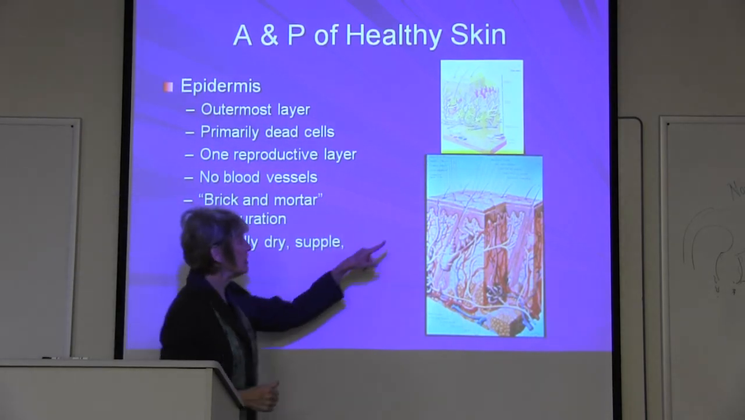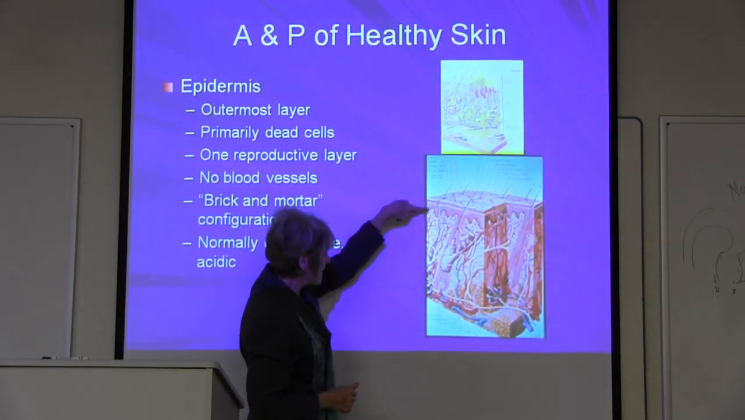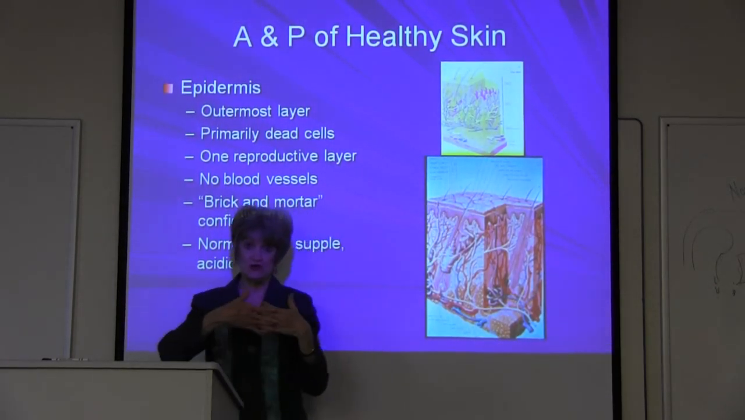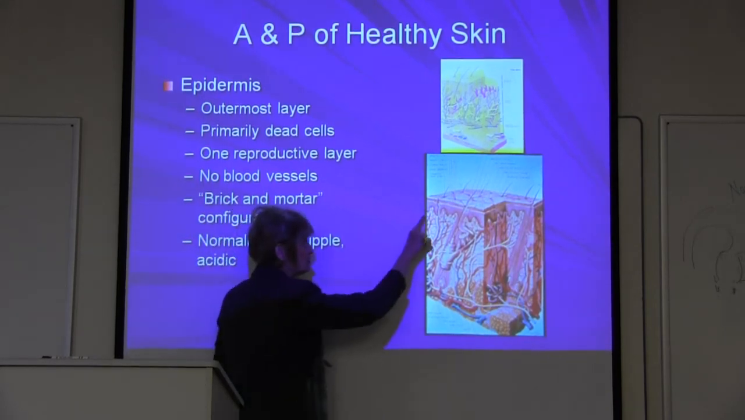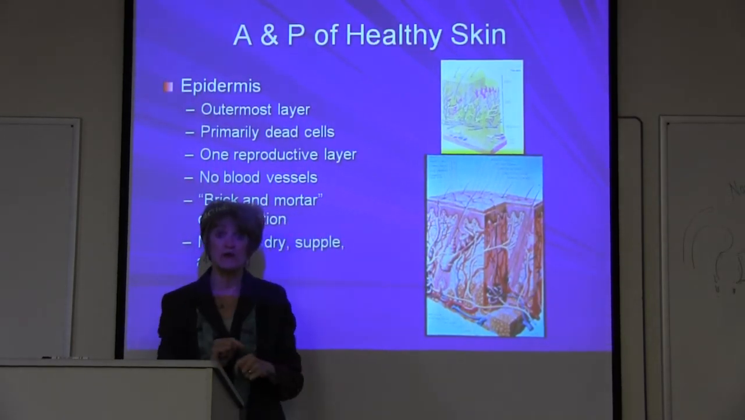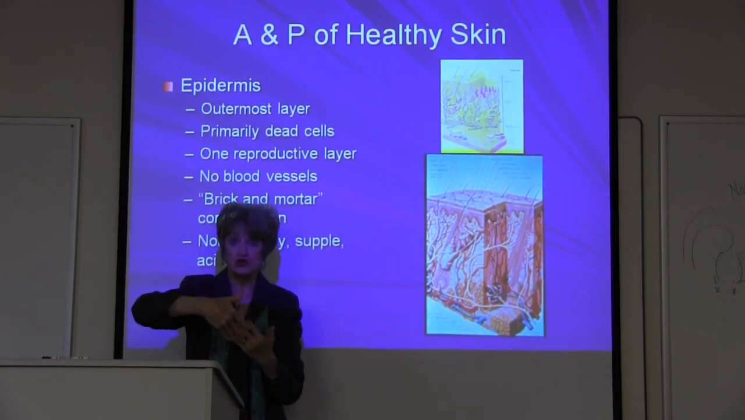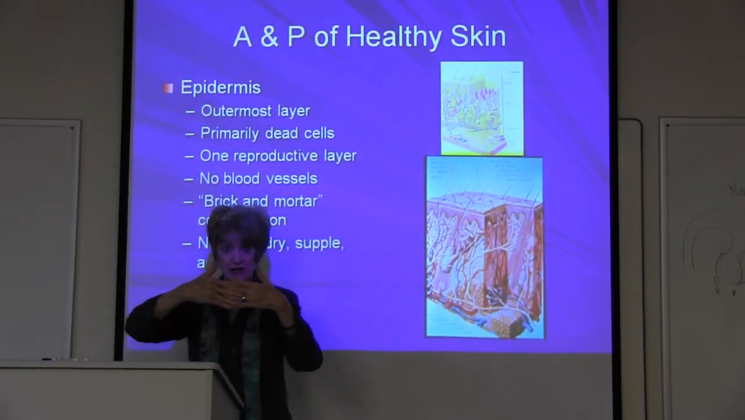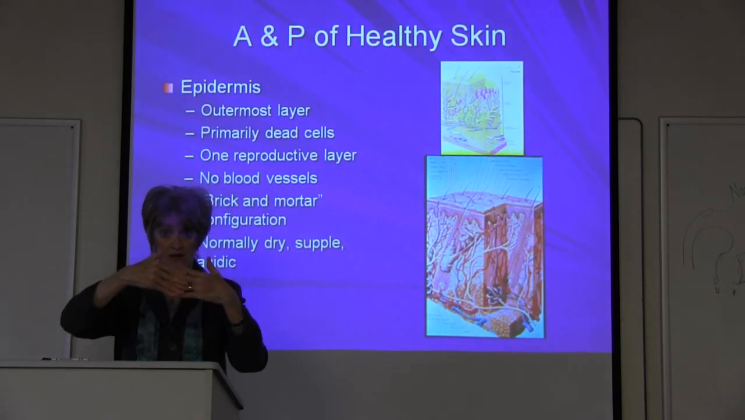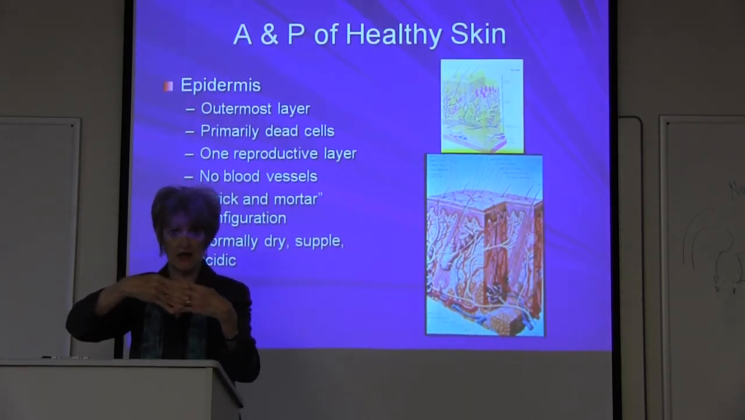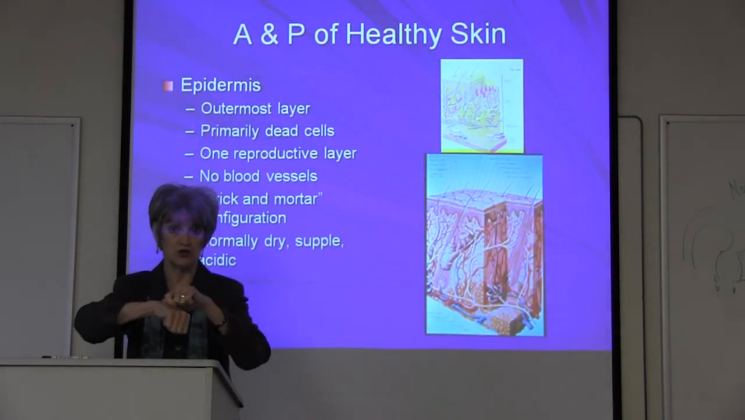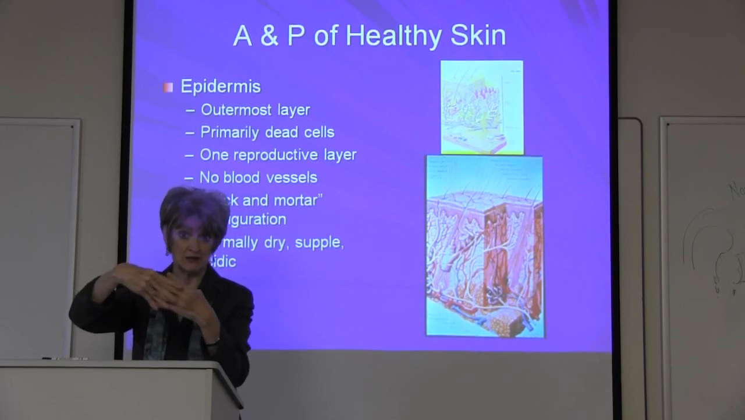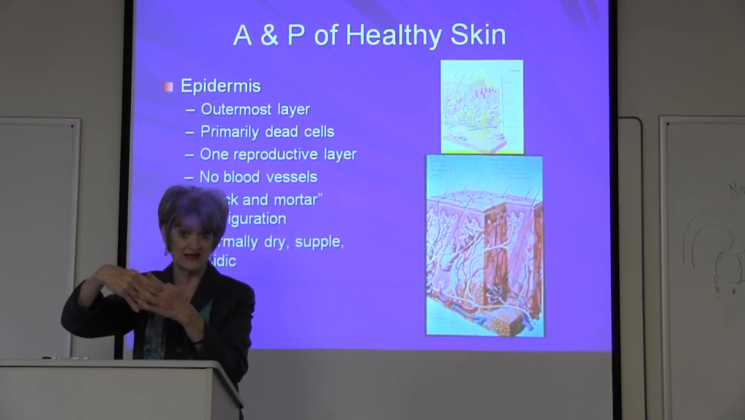There's another feature known as the rete ridges or rete pegs, and it's the feature that allows the epidermis to dip down into the dermis and create an interlocking effect. So these projections in the dermal layer are called dermal papillae, and the protrusions from the epidermal layer are known as rete ridges or rete pegs. Together, they act much like an interlocking puzzle. It gives your skin much greater strength, because when you pull against the epidermis, you're not pulling just against the epidermis, you're also pulling against the dermis and even the subcute.